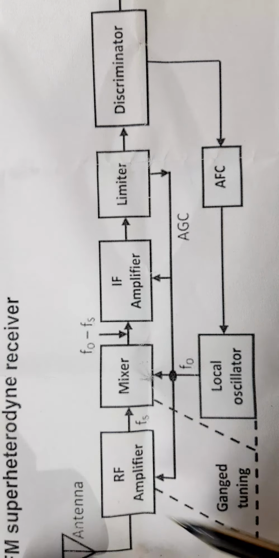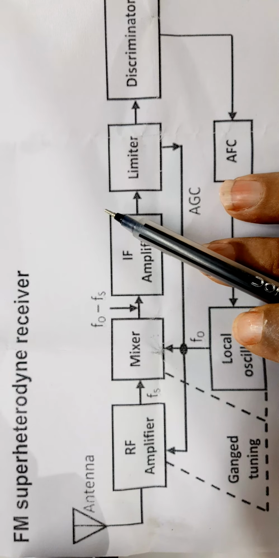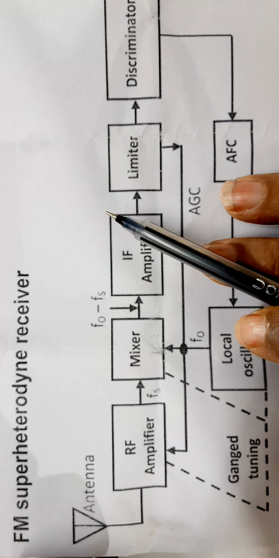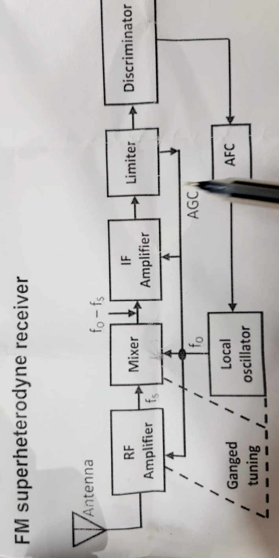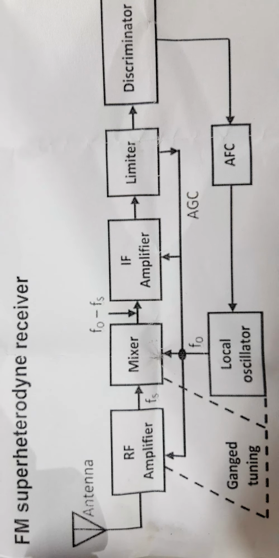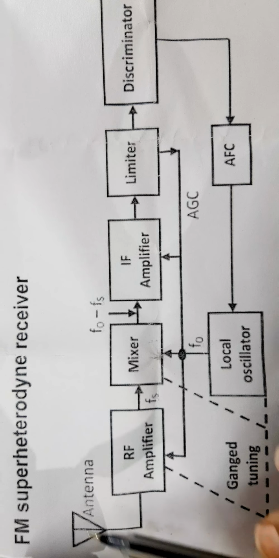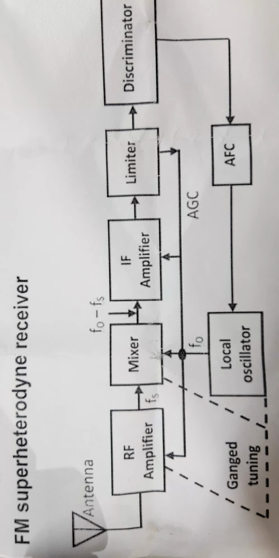Now, this is the complete block diagram of the FM superheterodyne receiver. Up to this spot, from the RF amplifier, mixer, IF amplifier, local oscillator, ganged capacitor, it is similar to the AM superheterodyne receiver, because it has to pass through the heterodyne process.